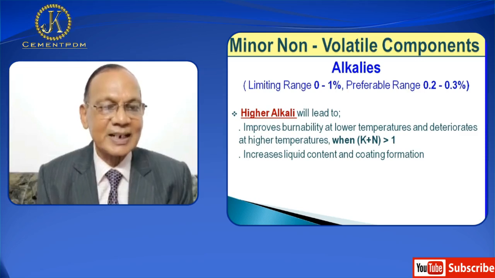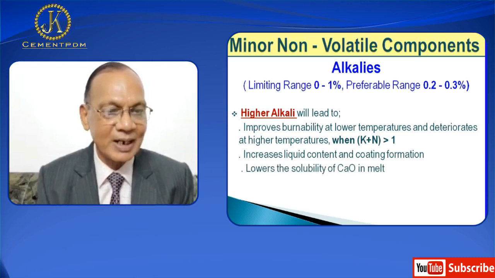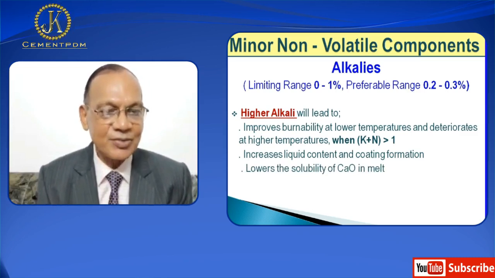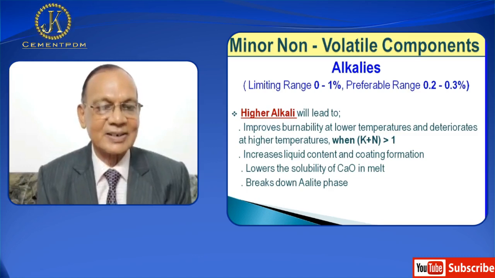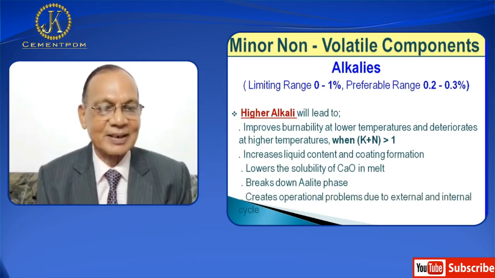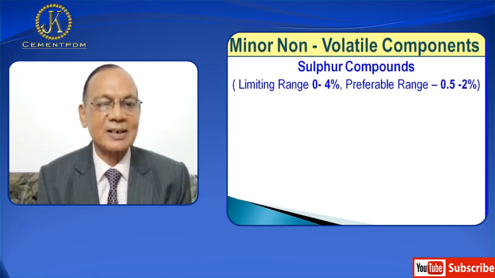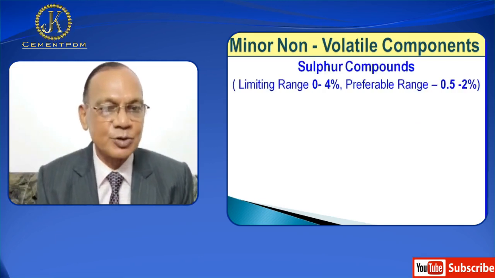Increases liquid content and coating formation, lowers the solubility of CO in melt, breaks down a light phase, creates operational problems due to external and internal cycles. Then sulfur compounds, limiting range is 0 to 4%, preferable range is 0.5 to 2%.